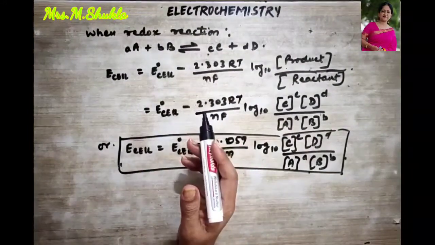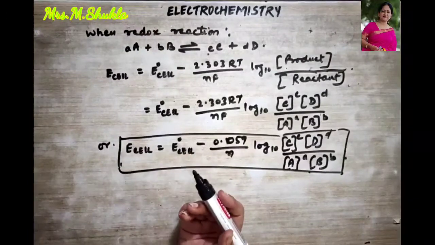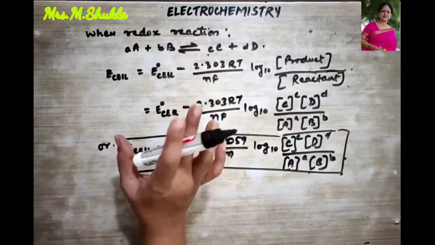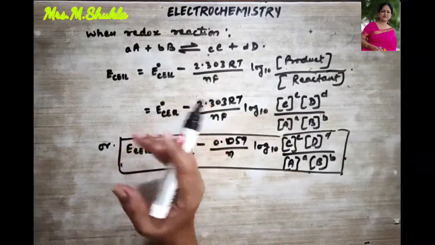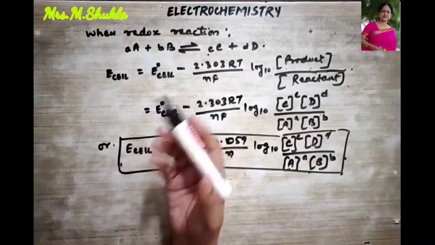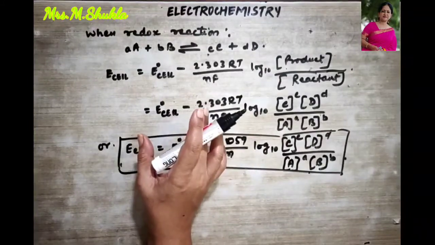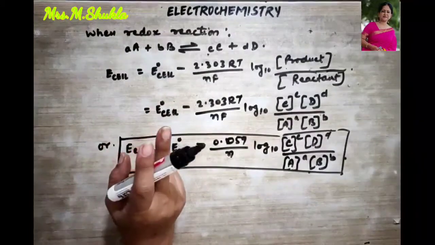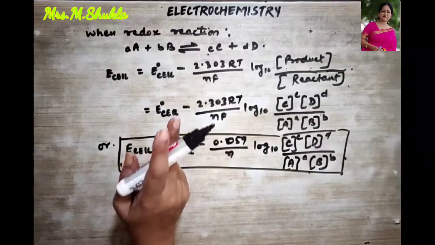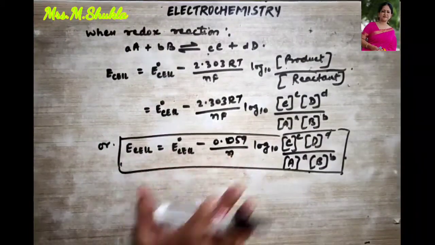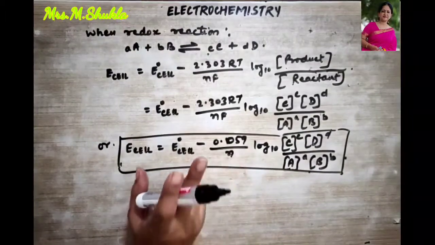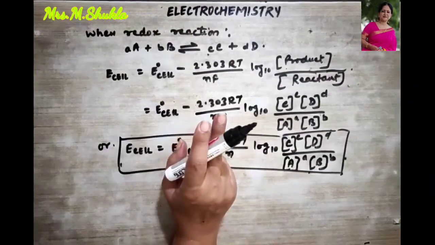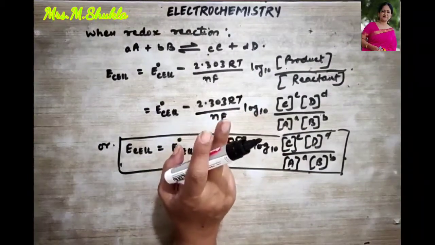When the reaction is said to be in equilibrium, then what do we do? If the cell gets short circuited, understand, when is the reaction said to be in equilibrium? When the cell gets short circuited, then the flow of electrons continues till there is potential difference between the two electrodes. But when there is no potential difference, then the reaction is said to be in equilibrium.